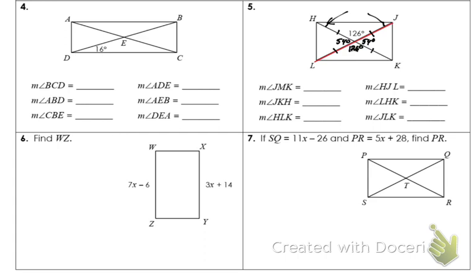So these two aren't 54 degrees, but combined they need to equal 54 degrees. And since they're the exact same measure, we just got to take that 54 and divide it by 2. So each of those would be 27 degrees.